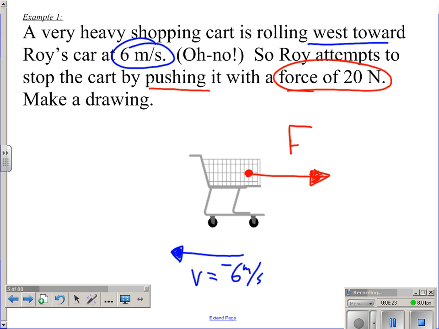This is important. A lot of people skip this step. Label it. It's the force of Roy, and it's 20 newtons. Okay? These drawings are crucial this chapter.